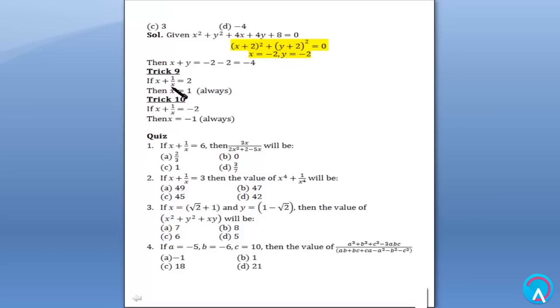Trick 9 is, if x plus 1 by x is equal to 2, then x is equal to 1 always. Trick 10 is, if x plus 1 by x is equal to minus 2, then x is equal to minus 1 always. Based on these formulas and these 10 tricks we've learned, let's solve a quiz here.